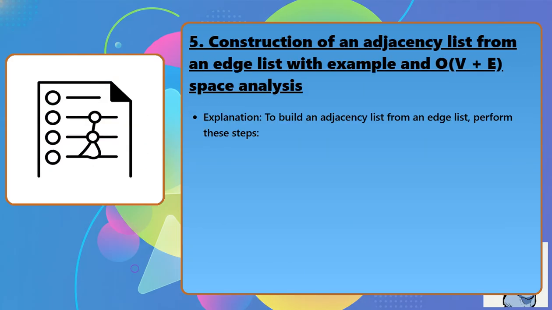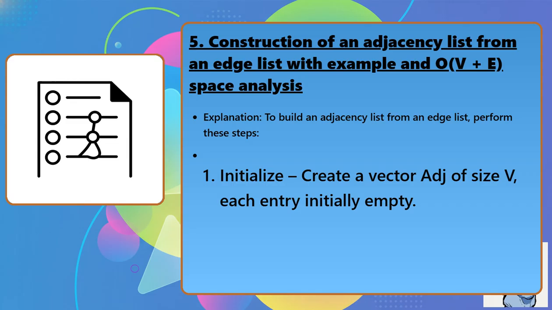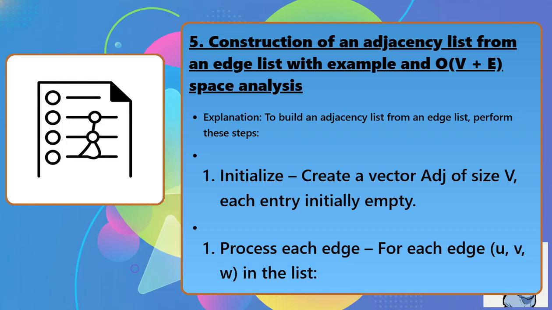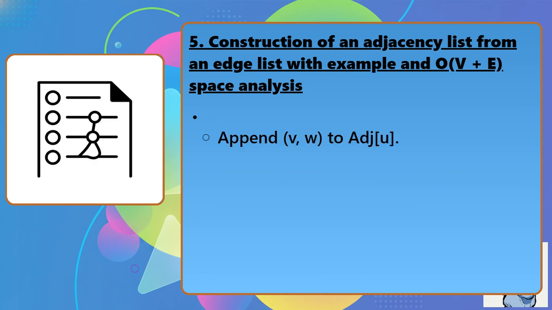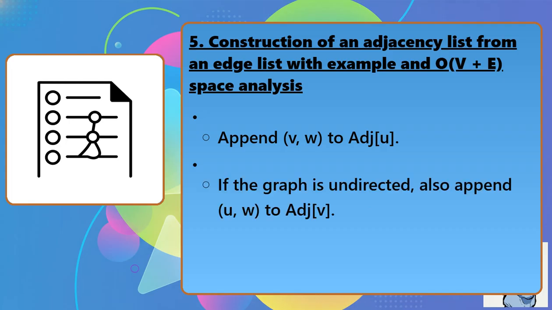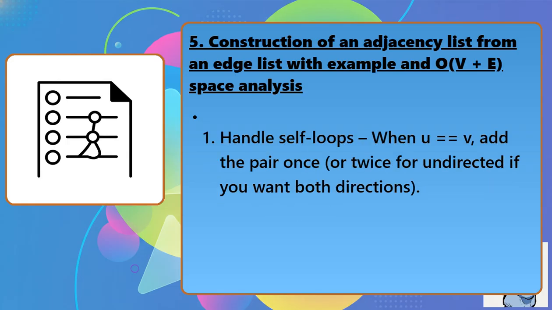Explanation: to build an adjacency list from an edge list, perform these steps. 1. Initialize: create a vector adj of size V, each entry initially empty. 2. Process each edge: for each edge (u, v, w) in the list, append (v, w) to adj[u]. If the graph is undirected, also append (u, w) to adj[v]. 3. Handle self loops: when u equals v, add the pair once, or twice for undirected if you want both directions.